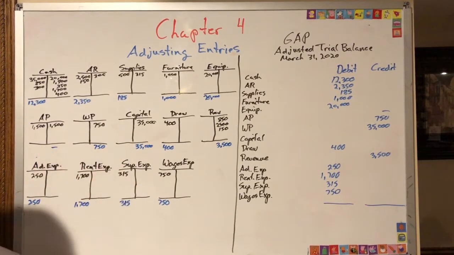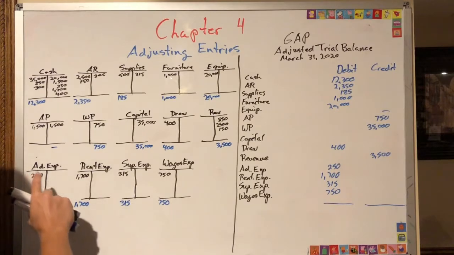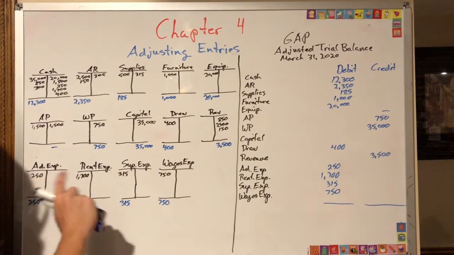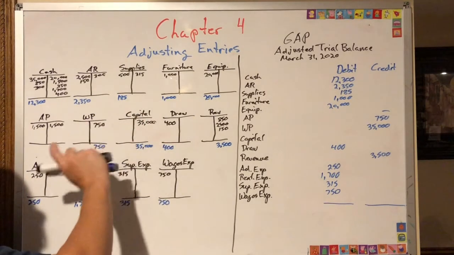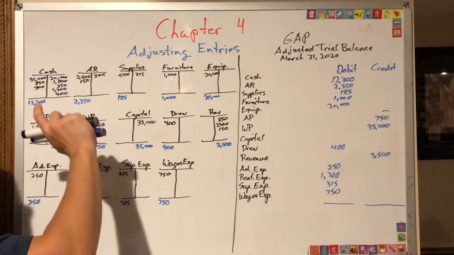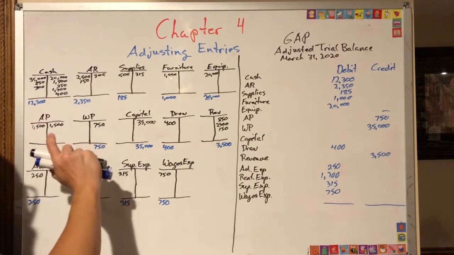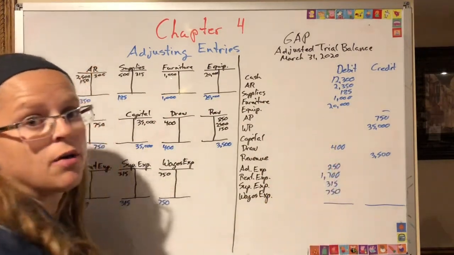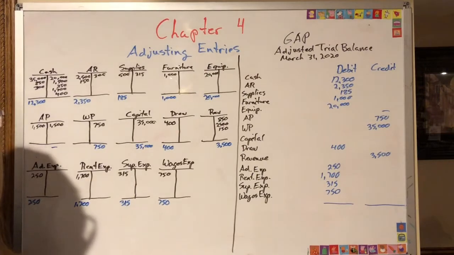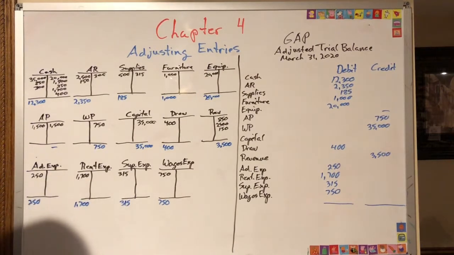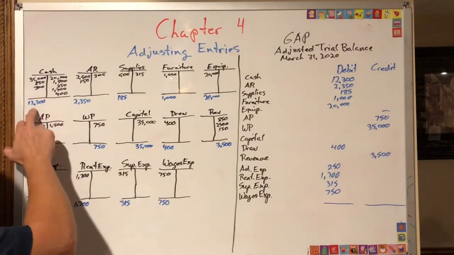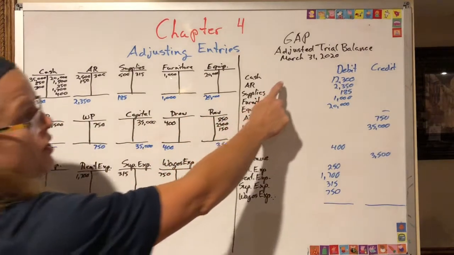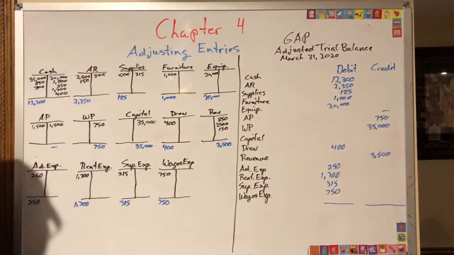All right, so once we finish recording our journal entries, we post them to the ledger, the adjusting entries, and then we take that information from the adjusted entries in the T accounts and put it to the adjusted trial balance to make sure that our debits equal our credits. All right, so we're going to walk through. Our cash remains the same. It's $12,300, and it's debited.